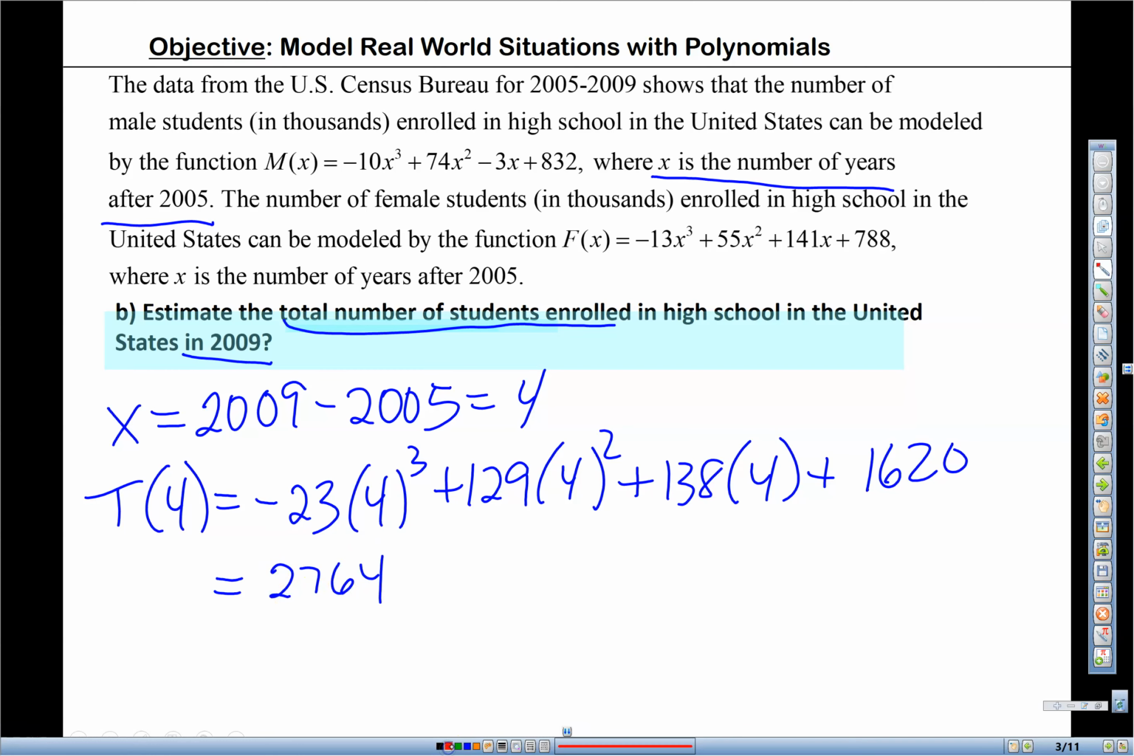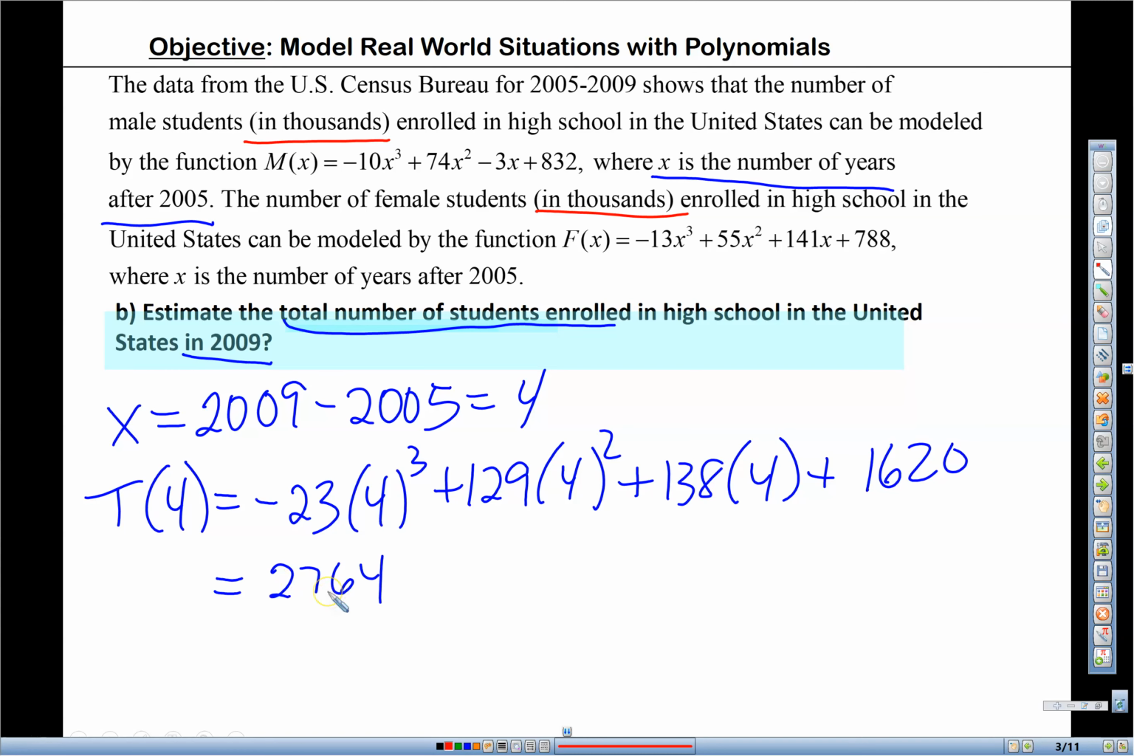Now, here's again where really paying attention to and evaluating our answer and seeing if it makes sense in terms of the context is super important, because if you decide that that's your answer, unfortunately you would be wrong. Because remember that each of the functions m of x and f of x model male and female students, but they do so in thousands, which means that if we got an answer of 3, it doesn't represent 3 male students, it represents 3,000 male students.